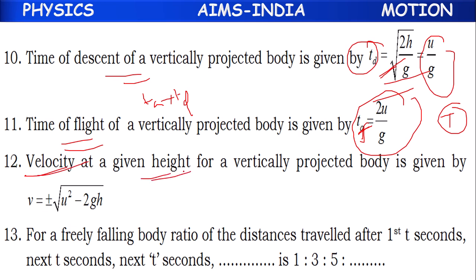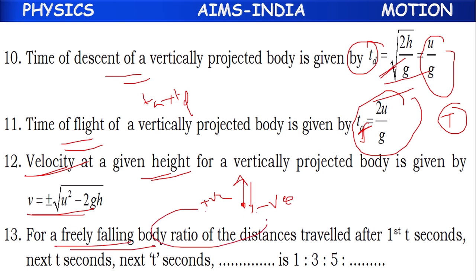Velocity at a given height, v equal to plus or minus root of u square minus 2gh. At the same point, it can have two velocities. While going up, positive, if you take positive. While coming down, negative. At the same point, it can have two velocities. One is positive, one is negative.